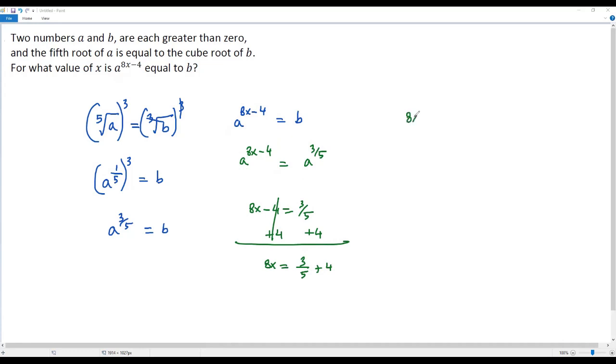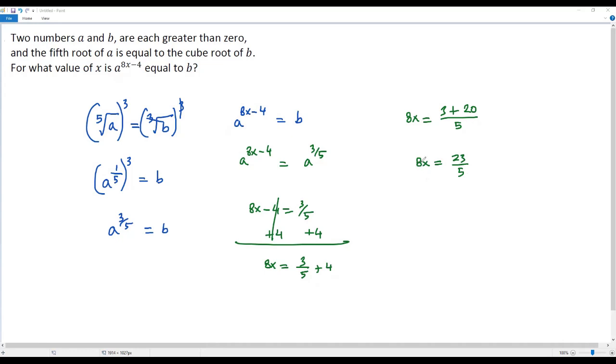Now we have to add this fraction and an integer. Whenever I want to do addition or subtraction between a fraction and an integer, the integer has to be multiplied by the denominator of the fraction. Once I'm done with this multiplication, I can take this 5 as a common denominator. Let me do it. There is 3 plus 4 times 5, which is 20. Now we can take 5 as a common denominator. Then we get 8x equals 3 plus 20, which is 23 over 5.